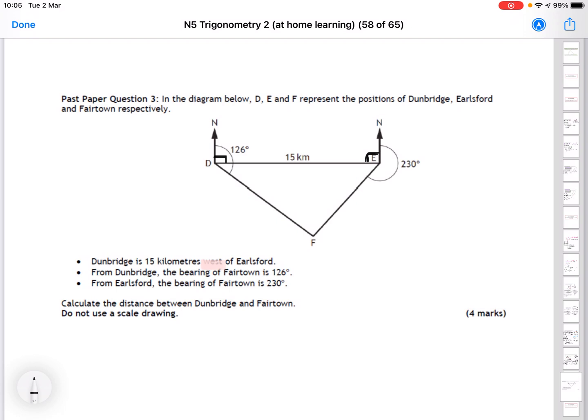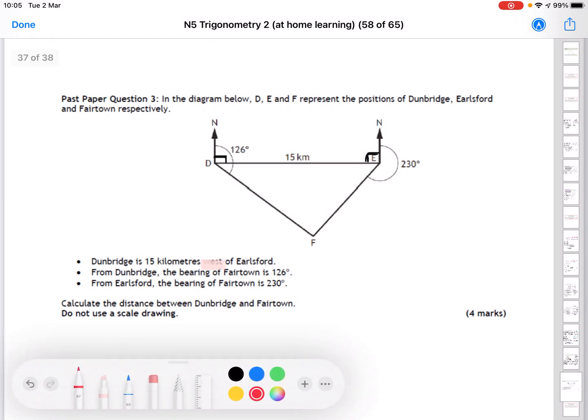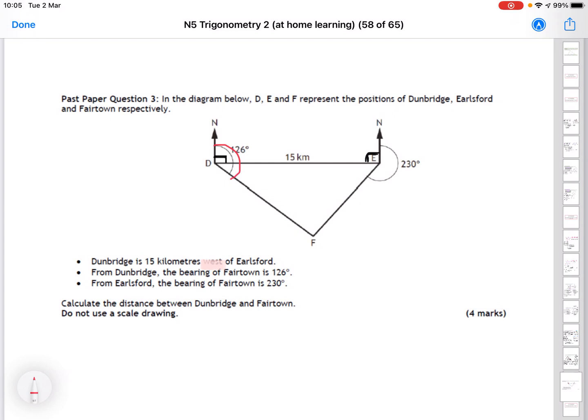We then have 2 bearings. So the bearing of Fairtown from Dunbridge is 126. So that is the full angle from north all the way round to that line is 126. And then you're told from Earlsford, the bearing of Fairtown is 230. So that's that big angle on the outside there's 230. So we're being asked to find the distance between Dunbridge and Fairtown.